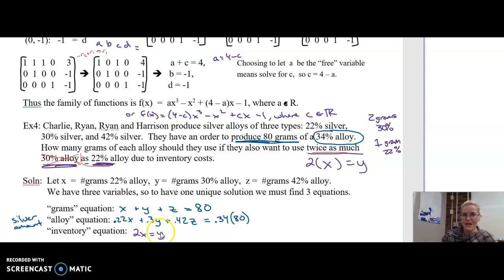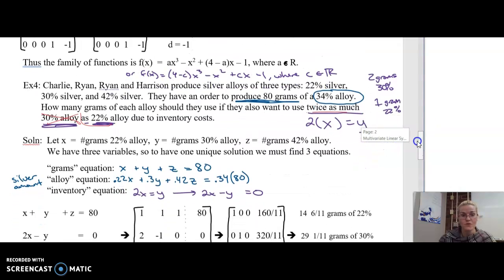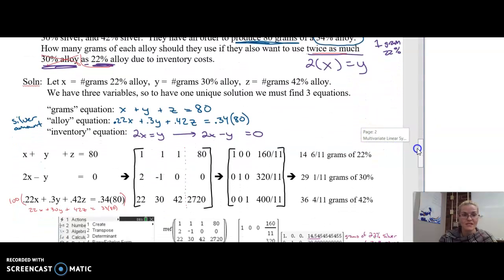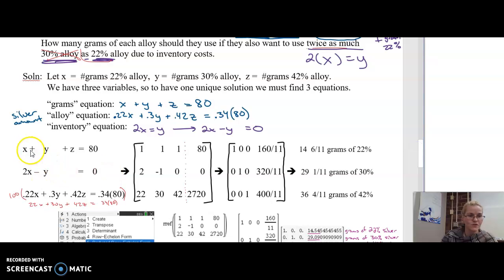Now, we typically don't like having our variables on opposite sides, so if we rewrite that as 2x minus y equals 0, that's our third equation. And if you scroll down here, you can see I've put these in a slightly different order. So x plus y plus z is 80. Here I've got my 2x minus y equals 0, right? And here I've got 0.22x plus 0.3y plus 0.42z equals 0.34 times 80.